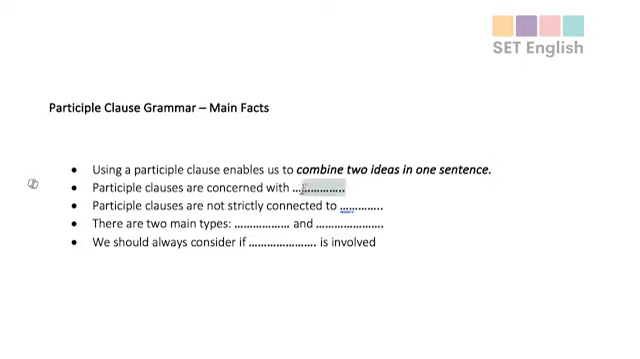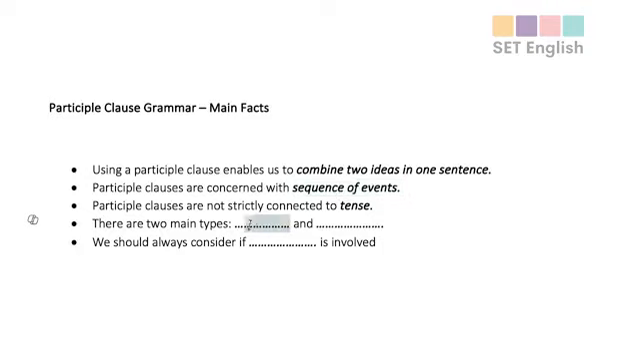Participle clauses are concerned with sequence of events. Okay? Participle clauses are not strictly connected to tense. Tense is when something occurs in reality. Did it happen in the past? Is it going to happen in the future? Is it happening now? That's what tense is about. So yes, sequence of events is when something happened related to when something else happened. Okay, that's what sequence is.